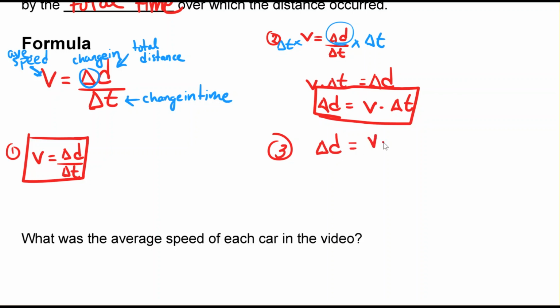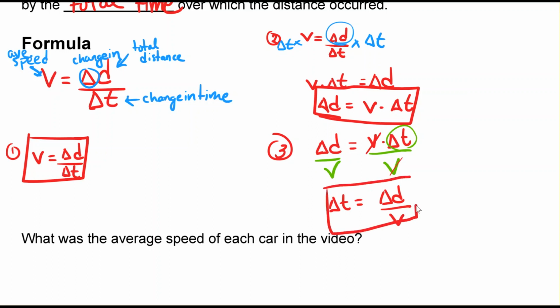Delta D equals V times delta T. Well, if we want delta T all by itself, we've got to do the opposite of what's happening here. We've got to divide by V. And when we do that, the V and the V cancel, and we're left with delta T on the right-hand side, but it's all by itself now. Hopefully you realize the V's have canceled each other out, and we're left with delta T. Delta T is equal to delta D divided by V.